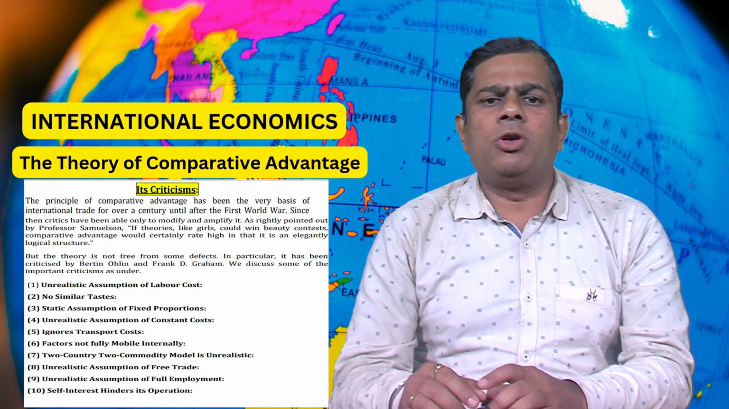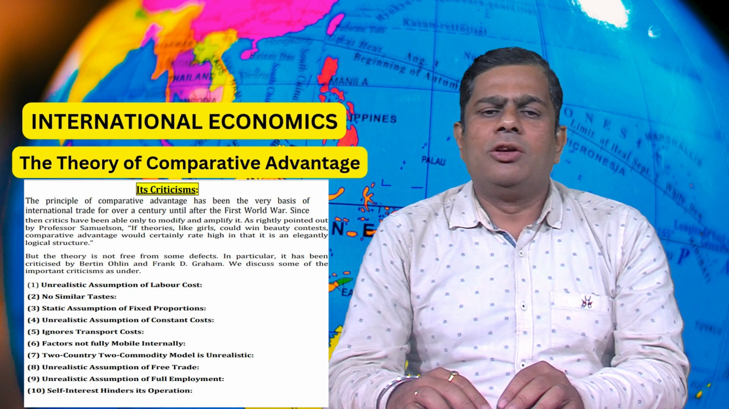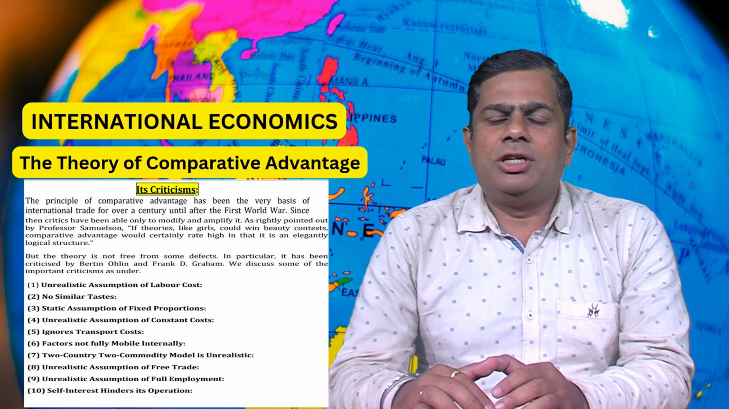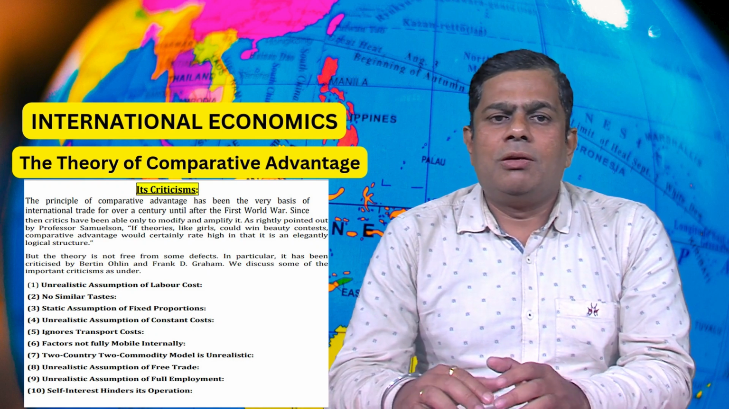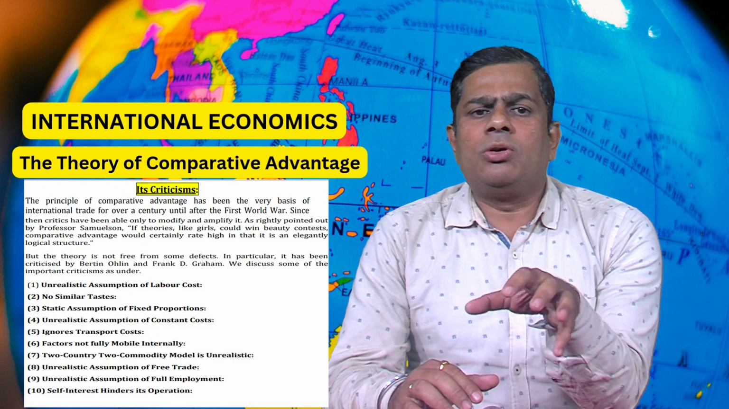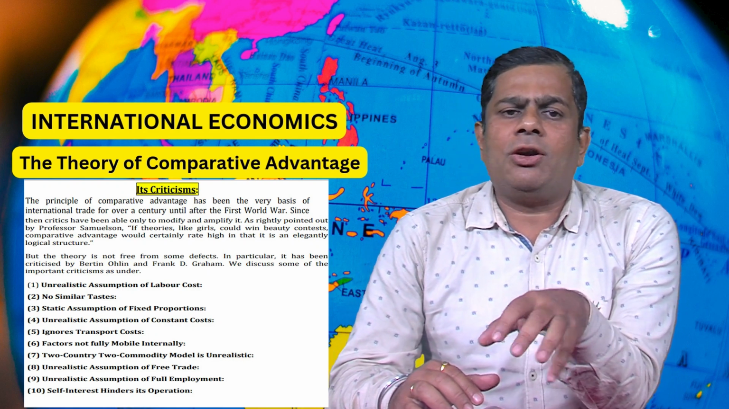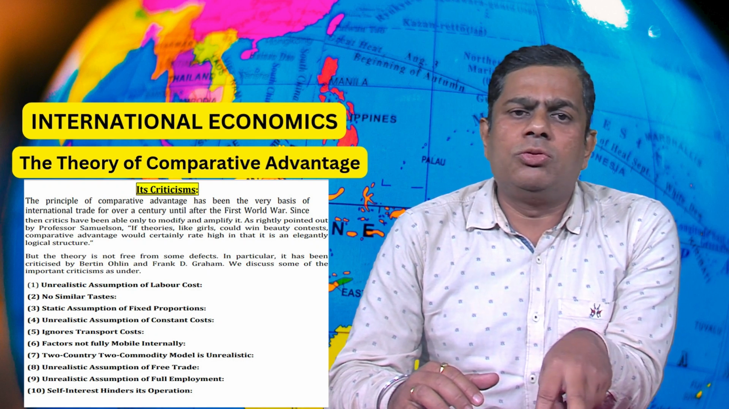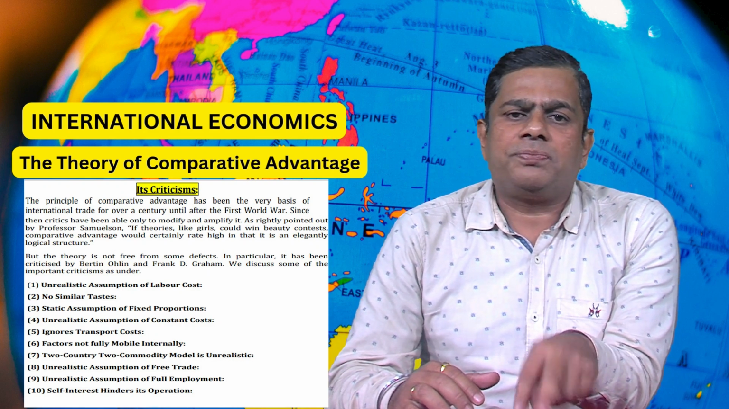The two country, two commodity model is unrealistic. Trade now takes place between multiple countries. There may be multiple commodities, but trade is not confined to only two countries and two commodities. We cannot reduce trade in today's modern world to two countries and two commodities.